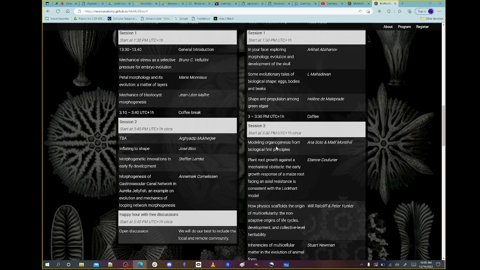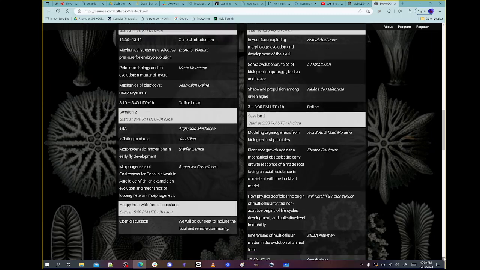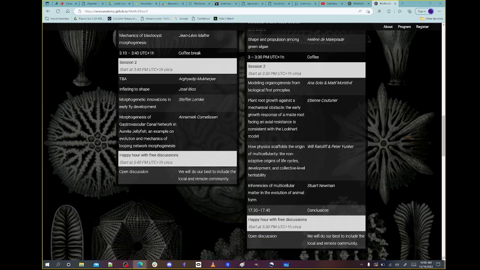Then there was modeling organogenesis from biological first principles. So this is more of a theoretical talk. Plant root growth against mechanical obstacles. So this was an interesting model of how the physics of networks and root networks overcomes different resistances in the environment. Then this one was, of course, on this work on yeast.